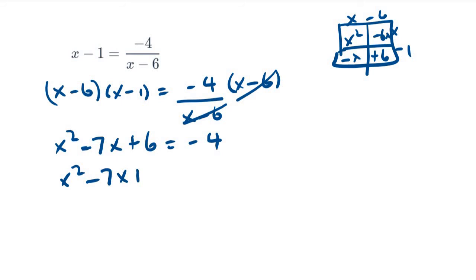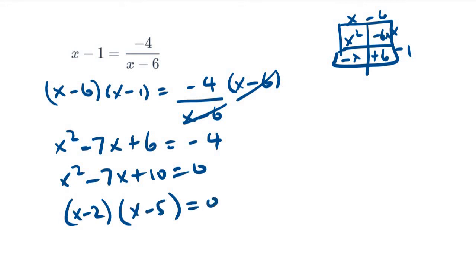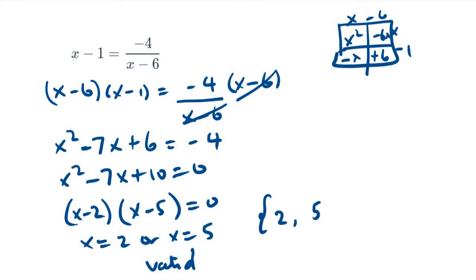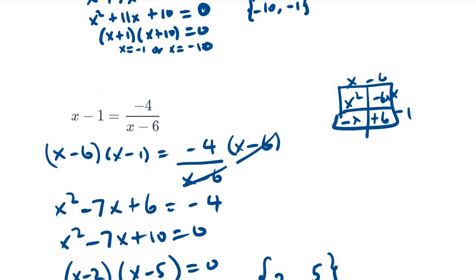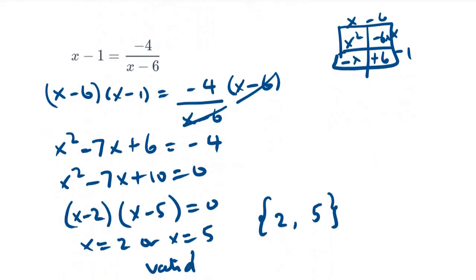x squared minus 7x plus 10 equals 0, which we can factor to x minus 2, x minus 5 equals 0. From here, x equals 2 or x equals 5. None of these numbers will cause trouble for us at the denominator, so both are valid. So we can say our final answer is x equals 2 and x equals 5. So that's how to solve basic simple rational equations. In the next video, I'll be showing you how to solve even more complicated ones than this.